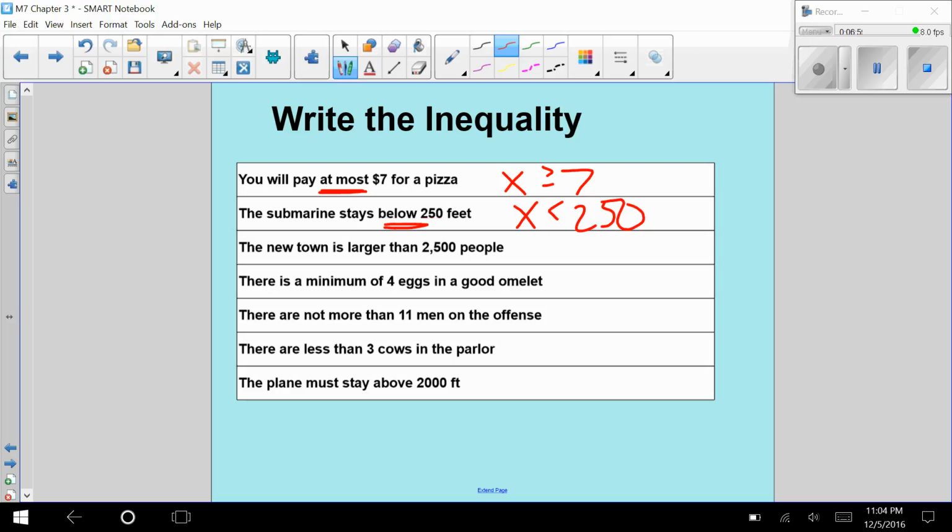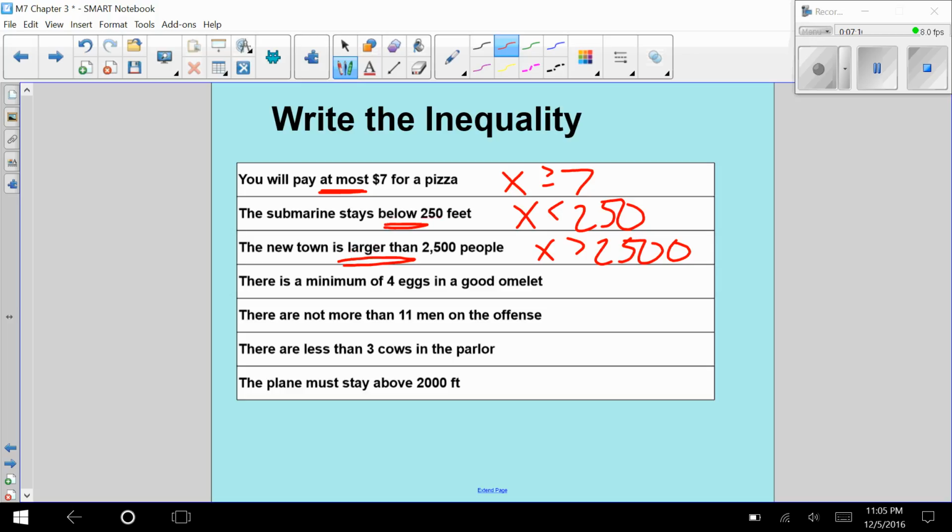The new town is larger than 2,500 people. Write down my variable. Write down my number, 2,500. Is larger than is my key phrase. So that is a strictly greater than. X is greater than 2,500.